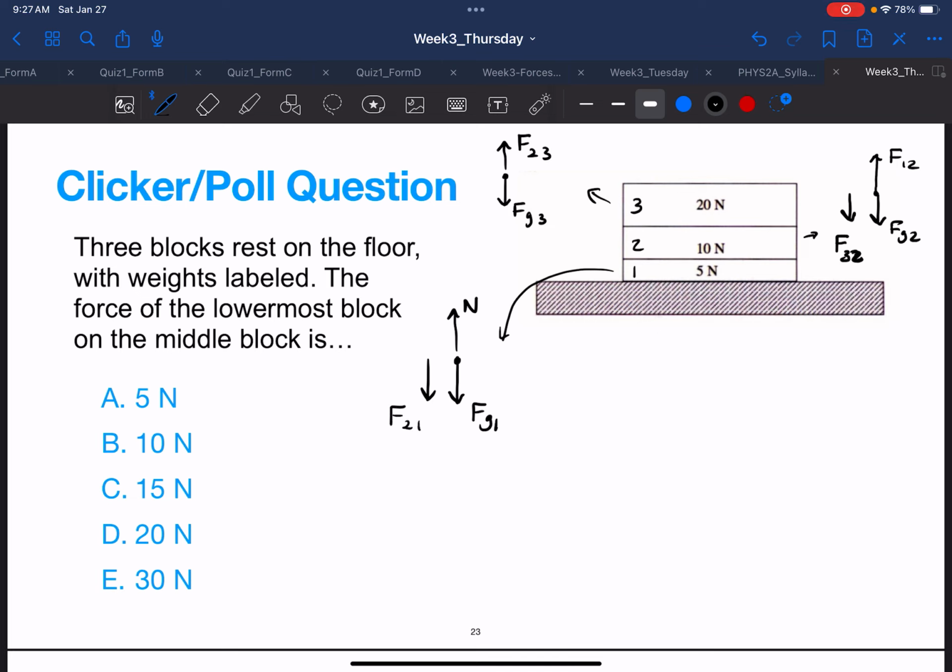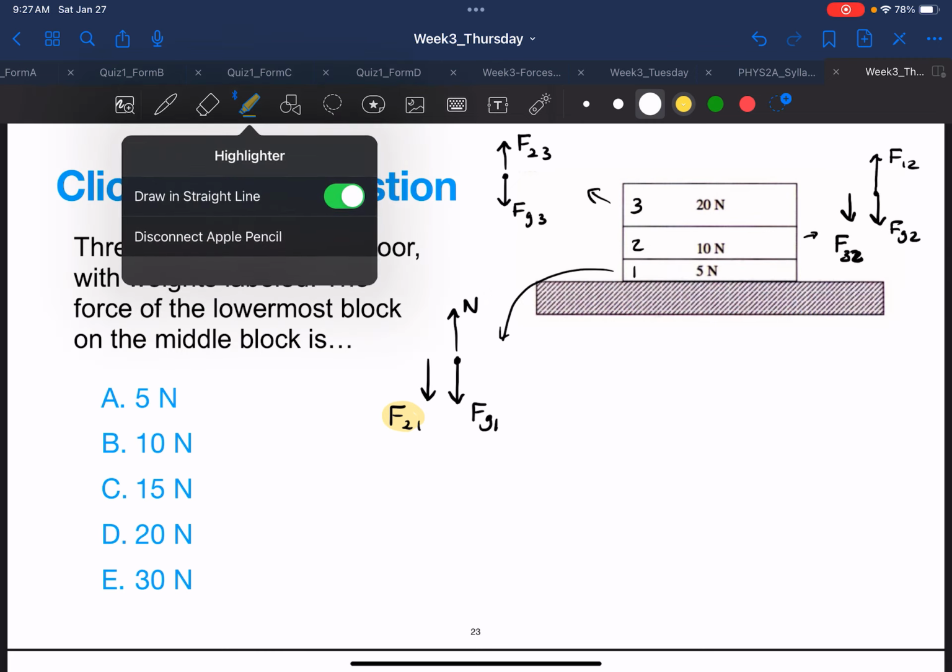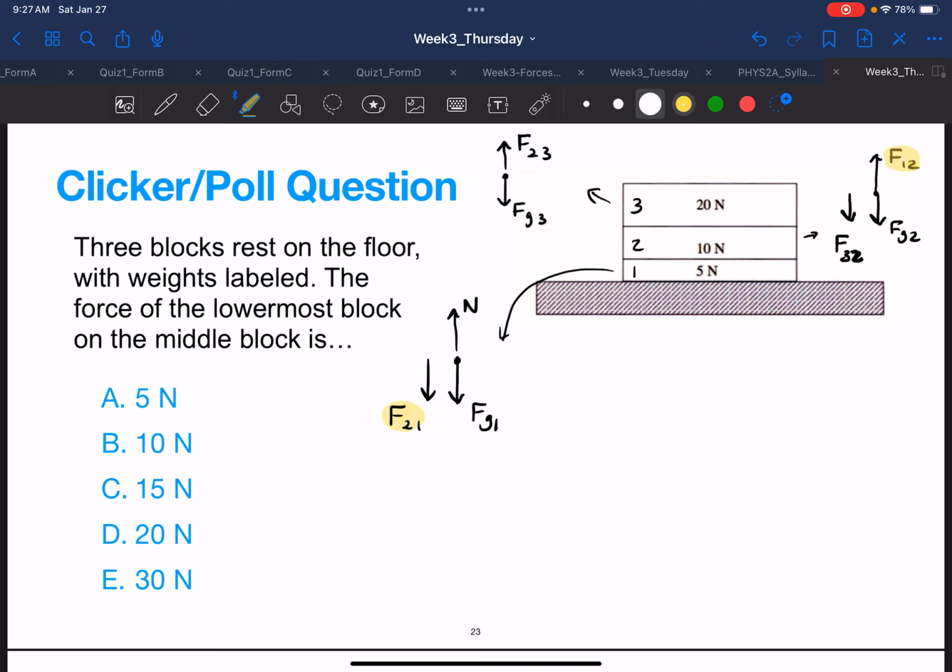Now, just to point it out real quick, let's identify our Newton's third law pairs. F2 on 1 is a Newton's third law pair with F1 on 2. They are in opposite directions, but they are equal in magnitude. Then F3 on 2 is a Newton's third law pair with F2 on 3. All right, now it's just a matter of doing some algebra.